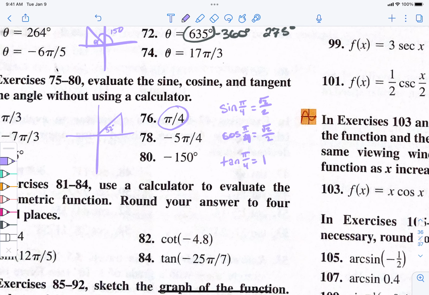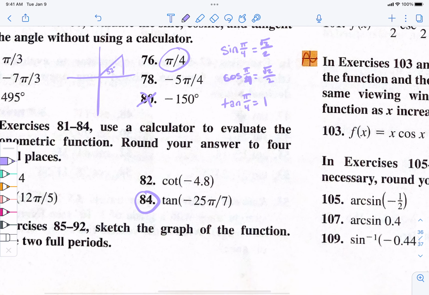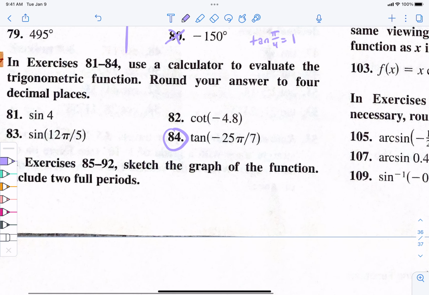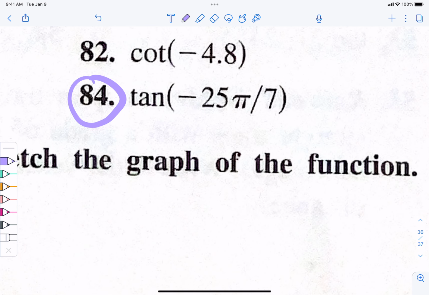80 would be the next one, but we cancel it. So we go to 84. Use a calculator to evaluate the trig function. Round your answer to 4 decimal places. Now, normally we don't have pi over 7s on our unit circle anyway, so it wouldn't help to get a coterminal angle, like adding 2 pi. So you just punch it in.